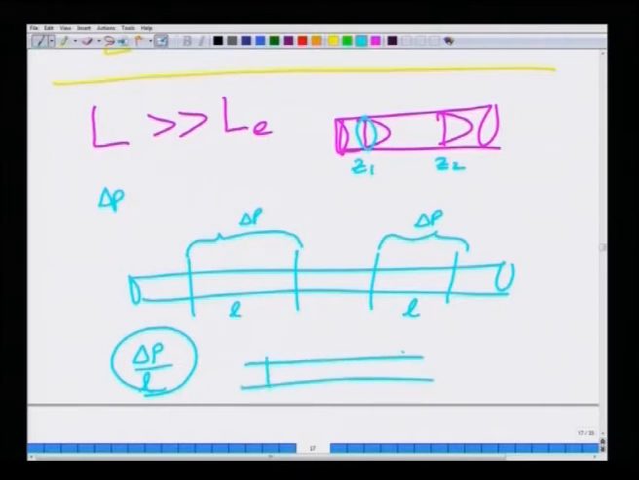This is because if you consider a length of a pipe of section 2L, then the pressure drop across this will be simply twice delta p. So, it makes sense for us to worry about the ratio of the pressure drop across a length divided by the length itself, because that is a quantity that is constant and it is independent of where you choose to do the measurement.